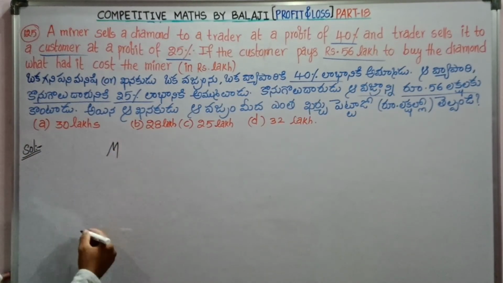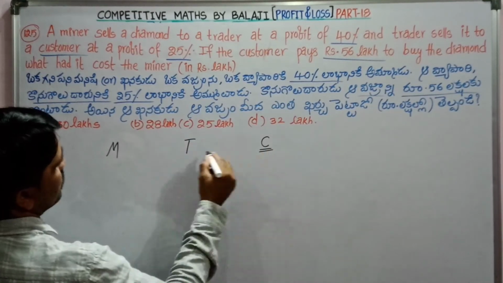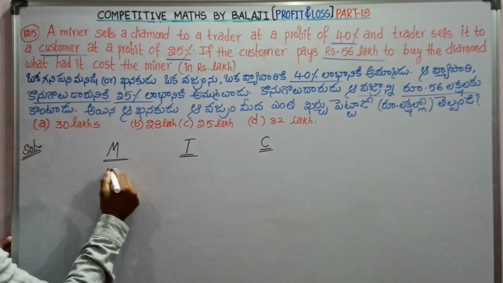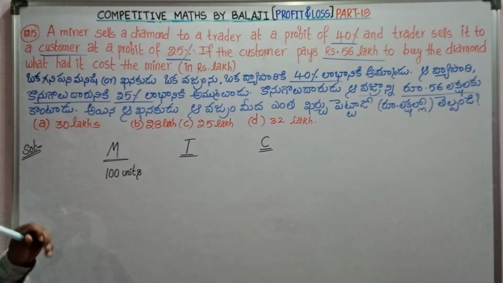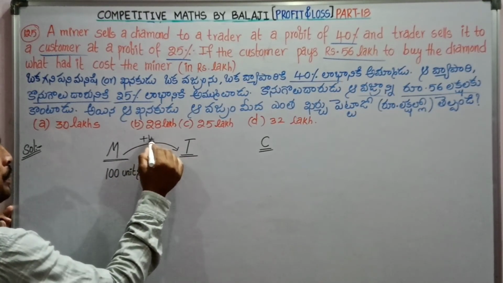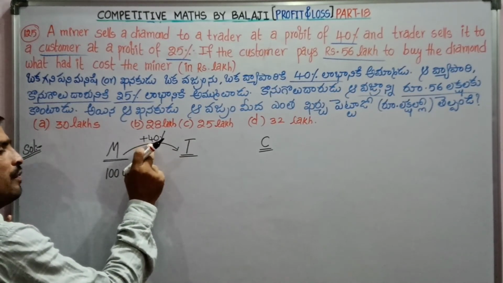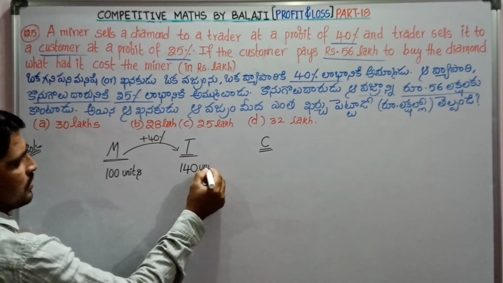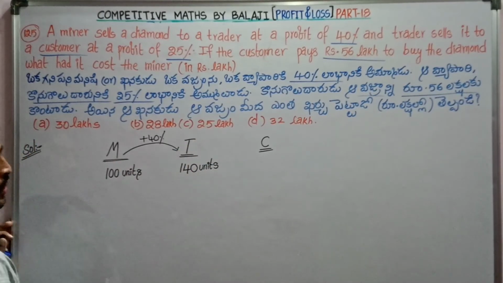Consider the miner, trader and customer. Suppose the investment of the miner on the diamond is 100 units. He sells the diamond to the trader at a 40% profit. 40% practical meaning is, for every 100, 40 rupees. That is, the cost price of the trader is 140 units. Our selling price of the miner, or cost price of the trader, is 140 units.